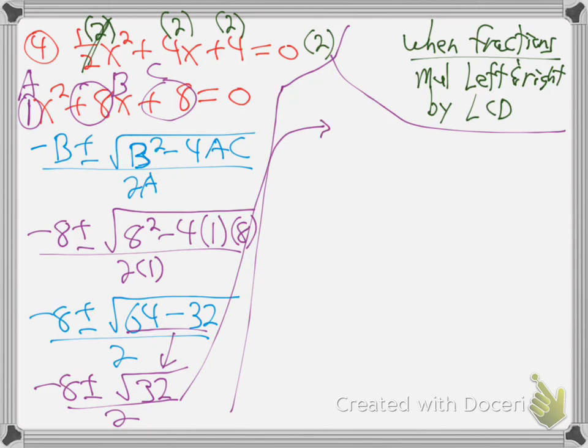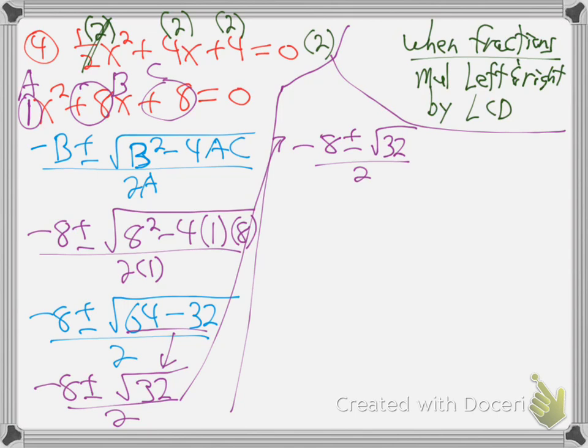So now I got to break that down. Let's see what we got. We got negative 8. Here we go. Negative 8 plus or minus the square root of 32 over 2.